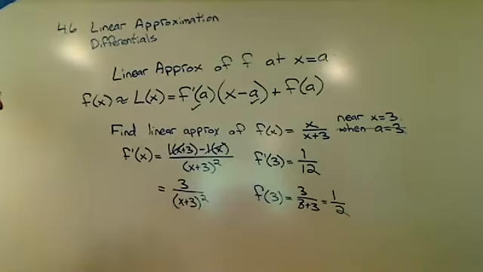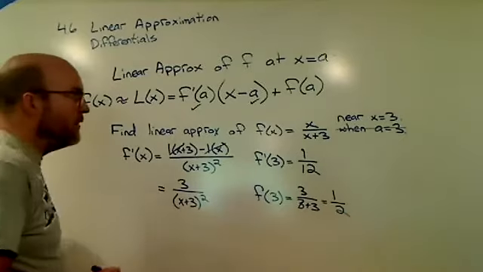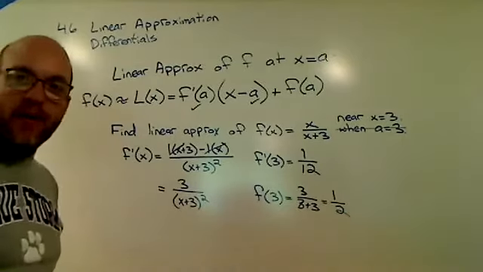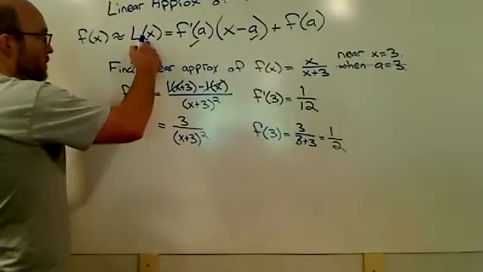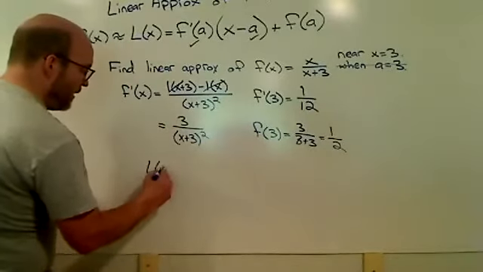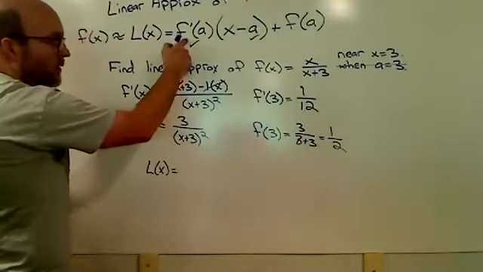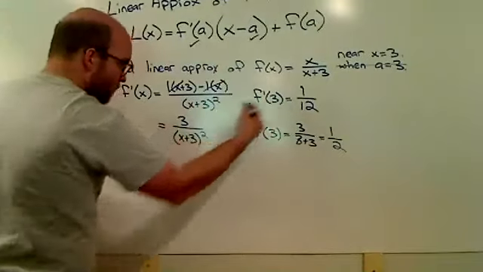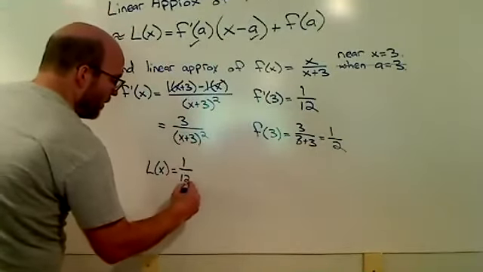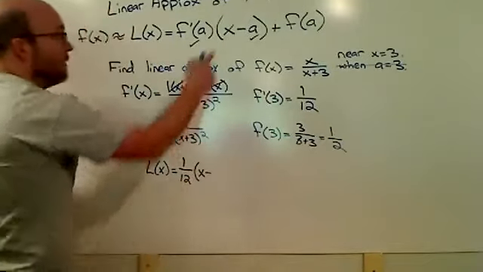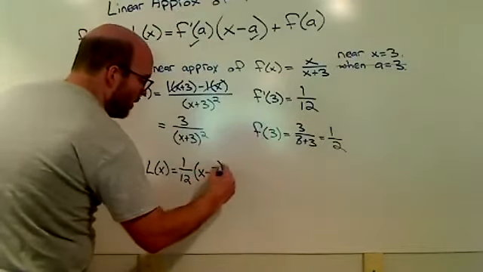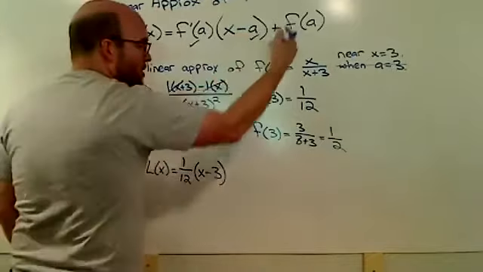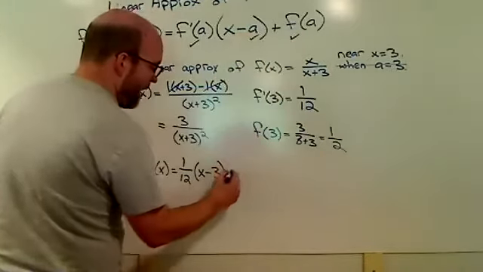Okay, so now it's just a matter of plugging this in, and I'll just move this down a little bit for now. So putting it all together, we know that the linear approximation, L of x, is going to be the slope, or the derivative, evaluated at 3, which was 1/12, times x minus the value of a, which was given to us as 3. And then we have to add on the function value, which we just found to be 1/2.